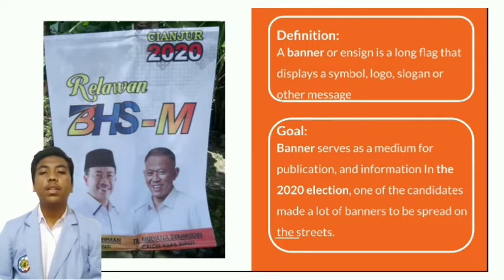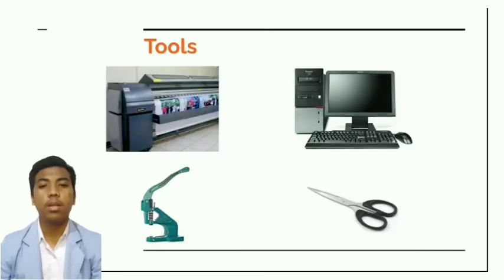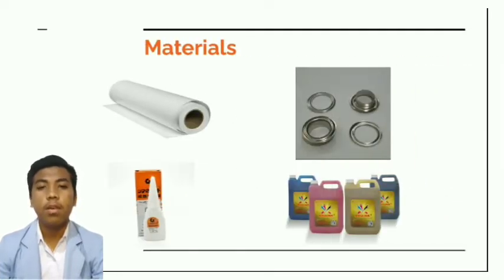First, we need tools and materials. The tools we need are: first, a digital printing machine, a computer, an eyelet press machine, and scissors. And the ingredients are: first, flexi china, eyelets, glue, and printer ink. And let's get started with the steps.